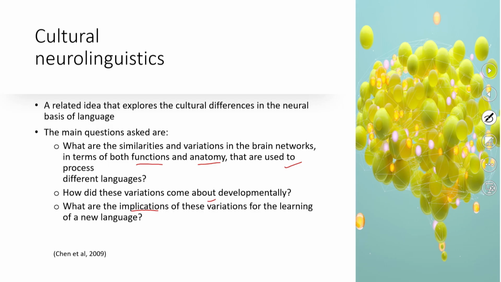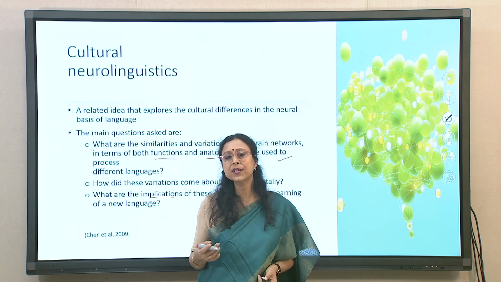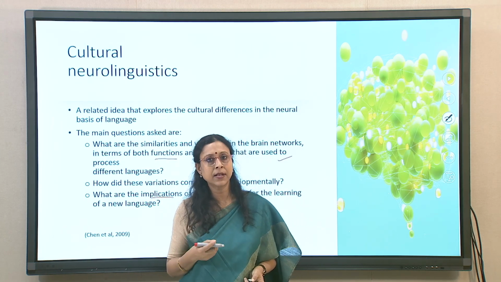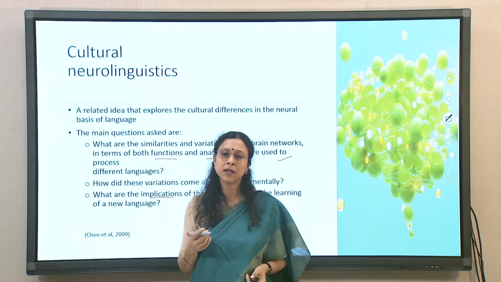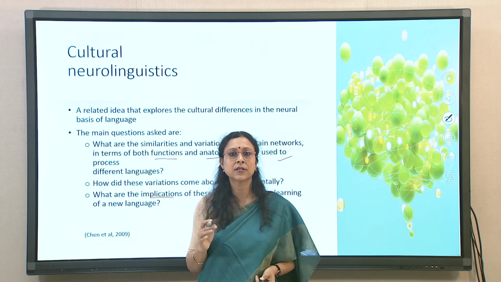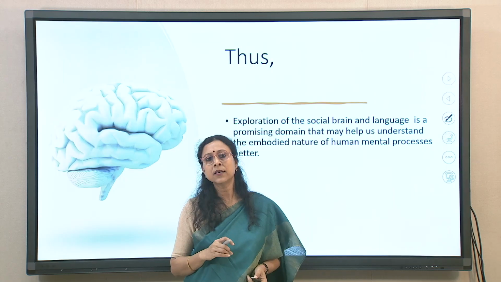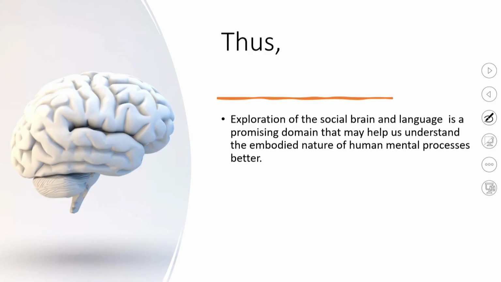So, these are some of the current domains that take a completely different point of departure, because underlying them the most crucial binding factor is the neural aspect. All of these different domains, while their research questions might be different, look at the brain; they use brain imaging as a tool to understand the anatomical as well as functional differences with respect to the different kinds of variables they are studying. Thus, we can wrap up by saying that exploration of the social brain and language is a promising domain that helps us understand the embodied nature of human mental processes better.